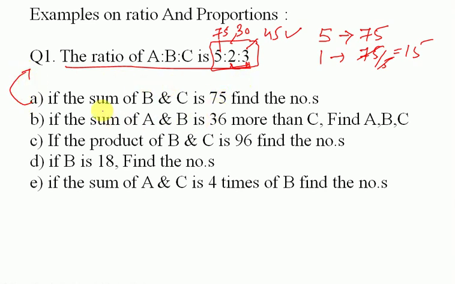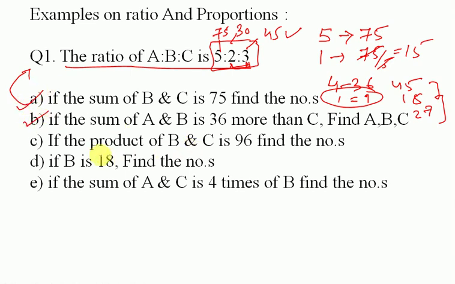Next, if the sum of A and B is 36 more than C, in a similar way we have to solve this problem as well. Sum of A and B, what is that? 5 and 2, 7x. That is 36 more than C. What is C? That is 3x. So 4x is the difference. So 4 is 36, 1 is equal to 9. Find A, B, C. 9 into 5, that is 45. 9 into 2, 18. 9 into 3, 27. These are the numbers. So likewise we can solve.